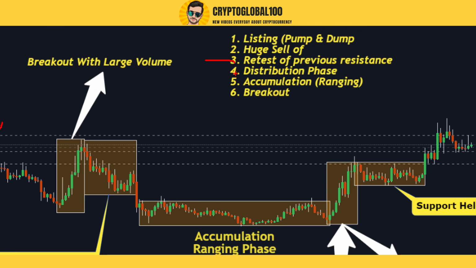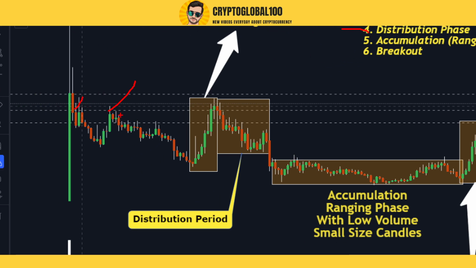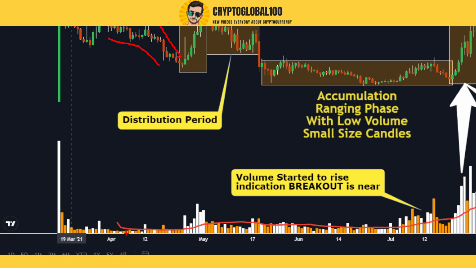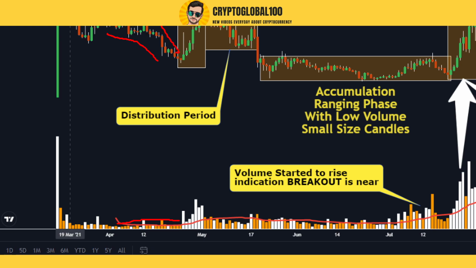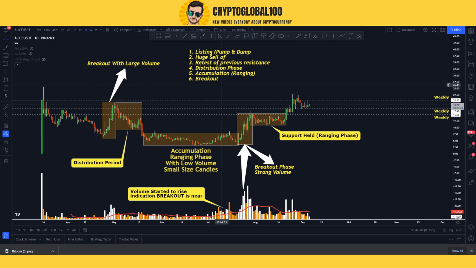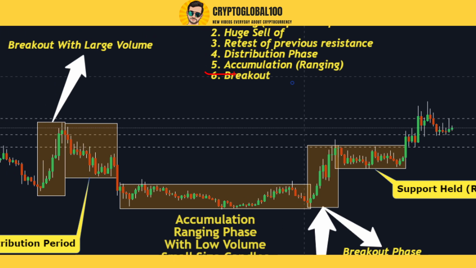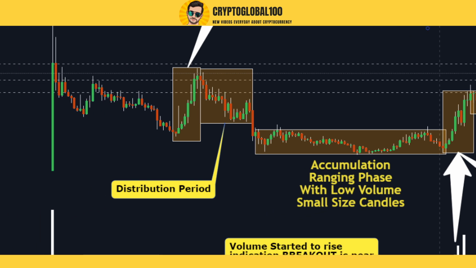The fourth one is the distribution phase. Here you can see the distribution phase started, with very low volume. So this is the low volume, and after that two things can happen: either the breakout or the accumulation. It depends on the volume.